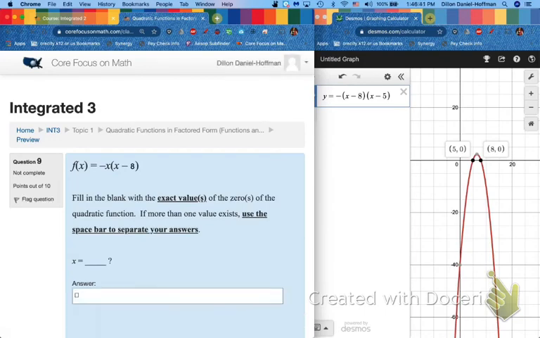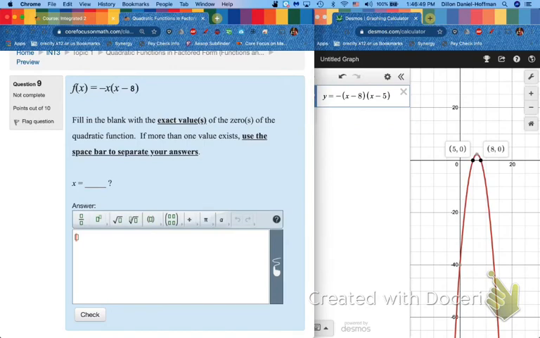Fill in the blank with the exact values of the zeros of the quadratic function. If more than one value exists, use the spacebar. So instead of using a comma this time, we're going to use the spacebar. Let's start easy with this one. X minus 8, we know that it's positive 8. Then we need to hit a spacebar instead of a comma. And now we have this question. I'm going to write out this one. Negative x. All right, so negative x equals 0.